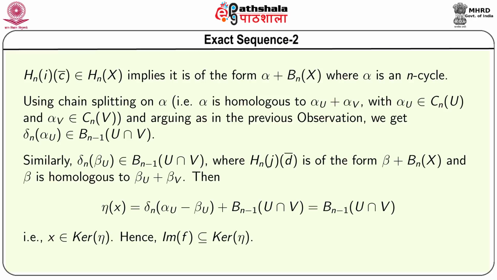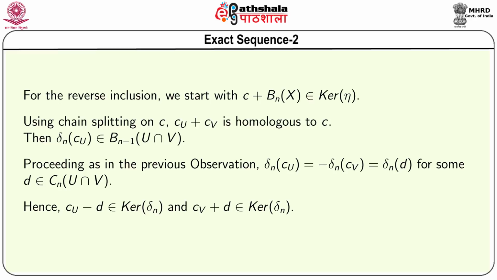Then η(x) is of the form ∂_n(α_u − β_u) + B_{n-1}(U ∩ V), and that is equal to B_{n-1}(U ∩ V), proving that x belongs to the kernel of η, that is, the image of f is contained in the kernel of η.